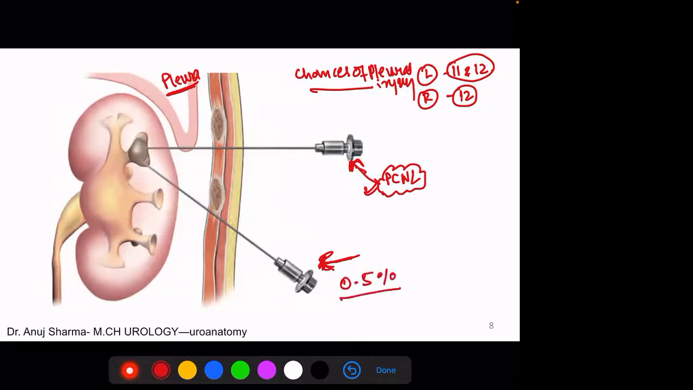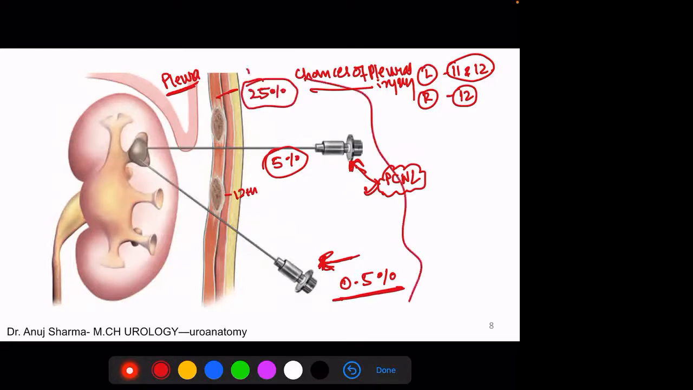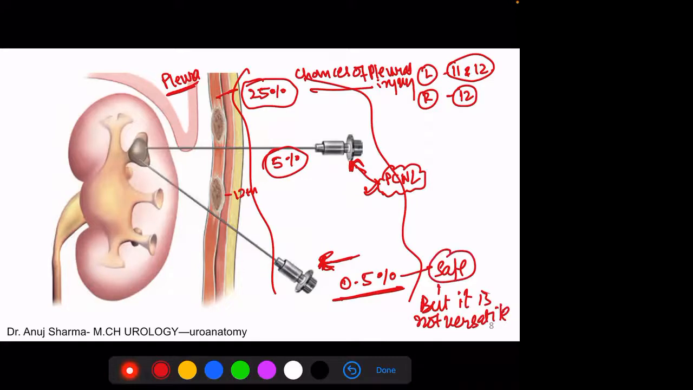There is only 0.5% chance of pleural injury. If we do the supra 12th puncture, this is the 12th rib, then the chance is 5%. Important to remember this percentage. And if we do the supra 11th, the chance of pleural injury is 25%. So that's why the subcostal is a safe puncture, but it is not a versatile puncture. Remember these important points. Safe puncture because there is the lowest risk of pleural injury, but it is not versatile. We'll discuss later why it is not versatile.